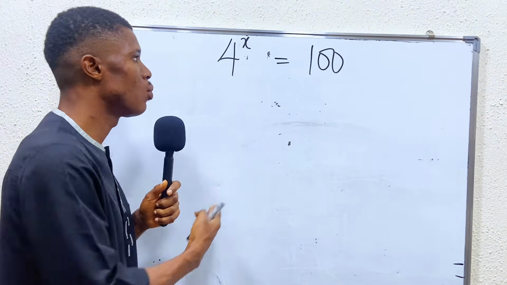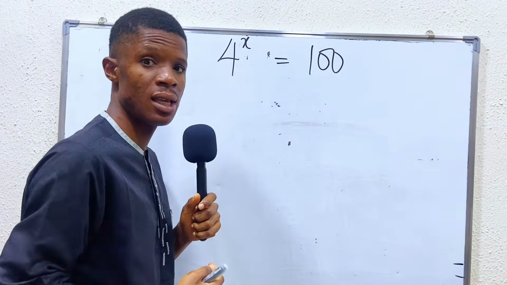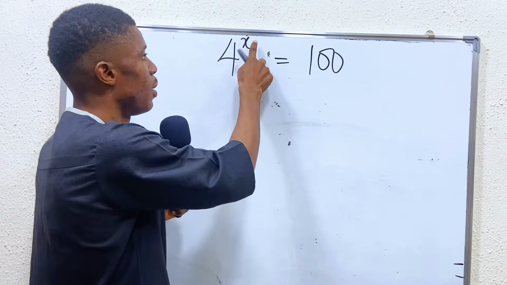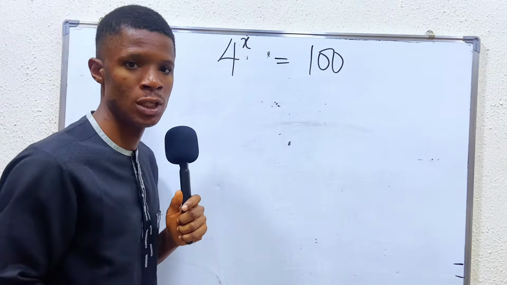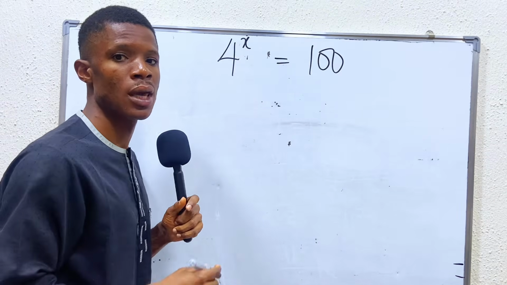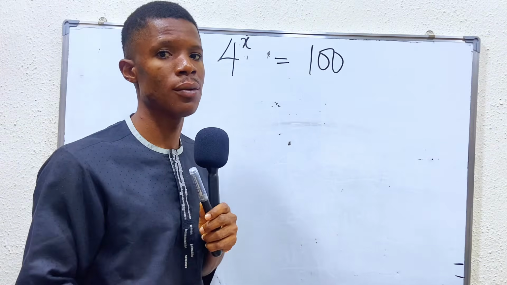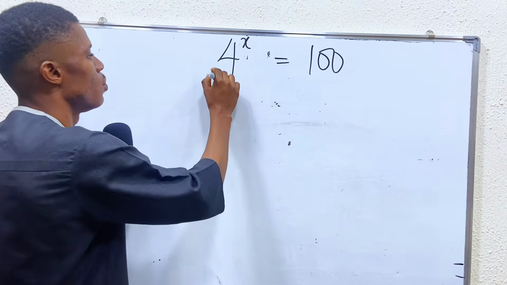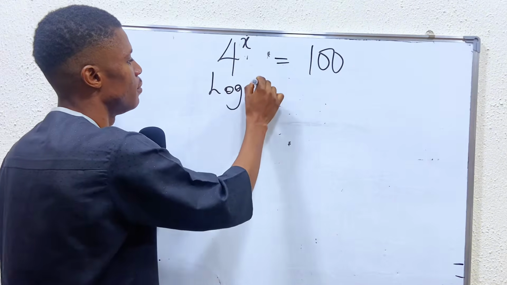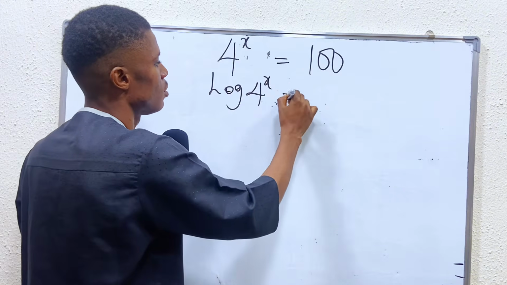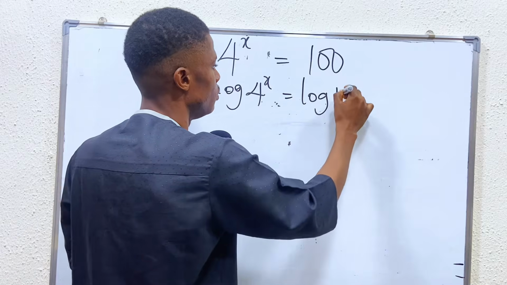First thing we'll think, can we actually make the bases to be the same? This is base 4 and power x. This is base 100 with no power, just power 1. No, we cannot. So the first thing we do is to take the log of both sides. We have it that log 4 power x is equals to log 100.